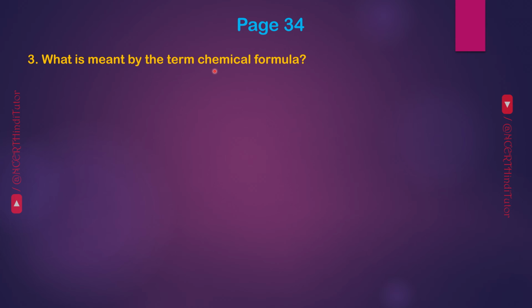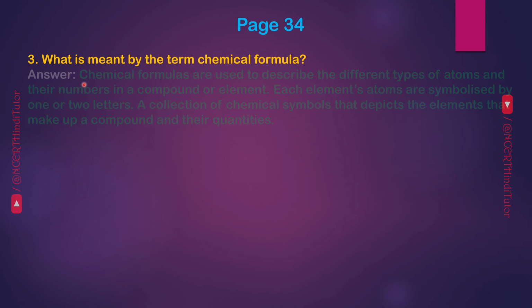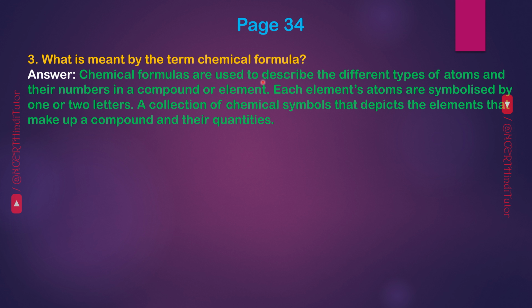Question 3. What is meant by the term chemical formula? Answer: chemical formulas are used to describe the different types of atoms and their numbers in a compound or element. Each element's atoms are symbolized by one or two letters, a collection of chemical symbols that depicts the elements that make up a compound and their quantities. For example, the chemical formula of hydrochloric acid is HCl.